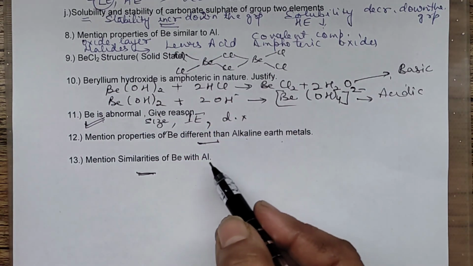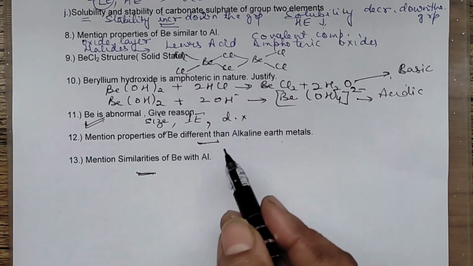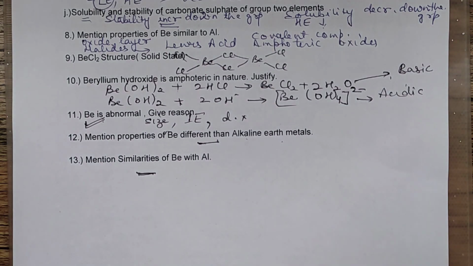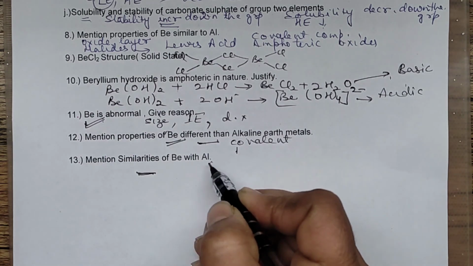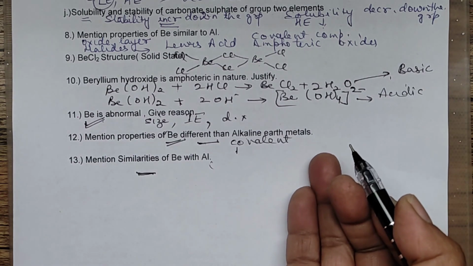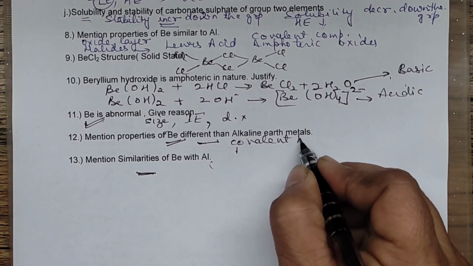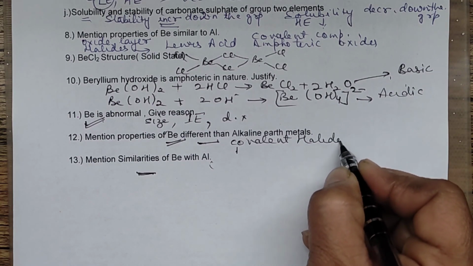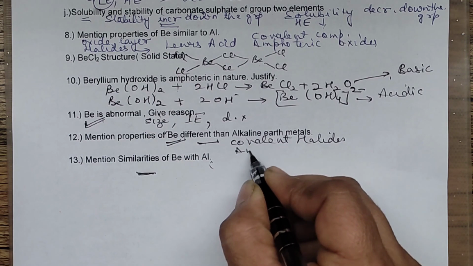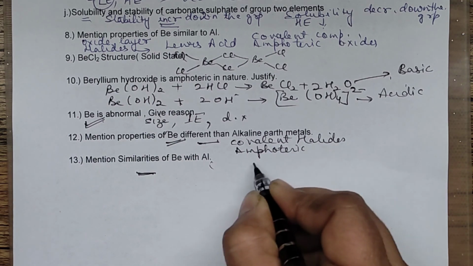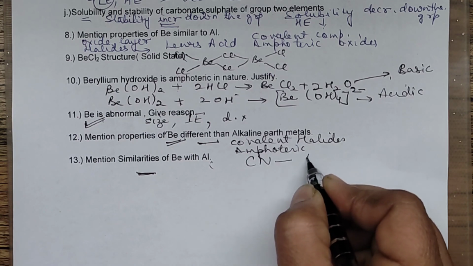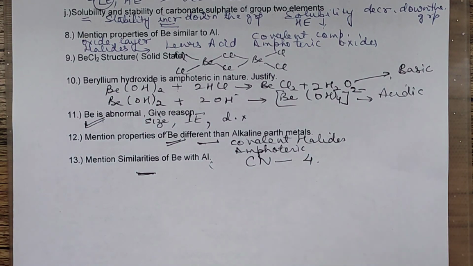So in what way do you find that beryllium is different from the alkaline earth metals? You can mention all the properties where beryllium is similar to aluminium. They will be different from the alkaline earth metals. That means they form covalent halides, they form amphoteric oxides. Then you can also mention that the coordination number does not exceed 4 and so on.